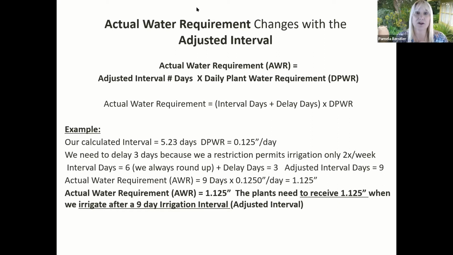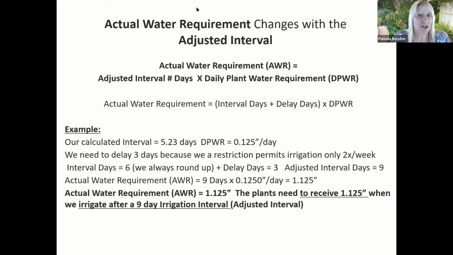It's not 5 days, it's 6 days. That's your new interval. That's the first adjustment that you've made to the interval, that you've gone up to 6 days. So 6 days, if you could water on that 6th day, the actual water requirement would be 6 times the daily plant water requirement. And that would be the amount of water that would be required by the landscape.